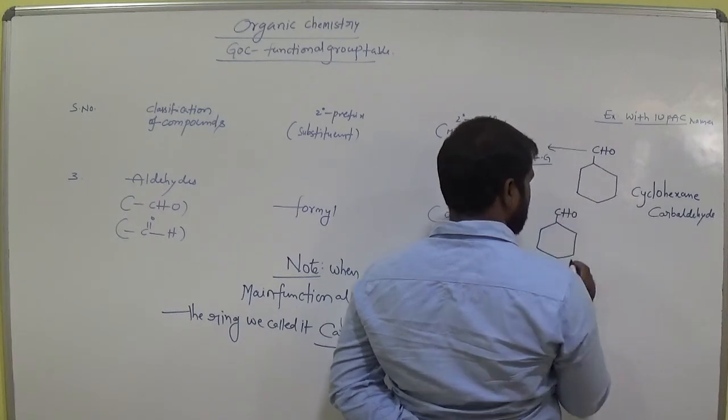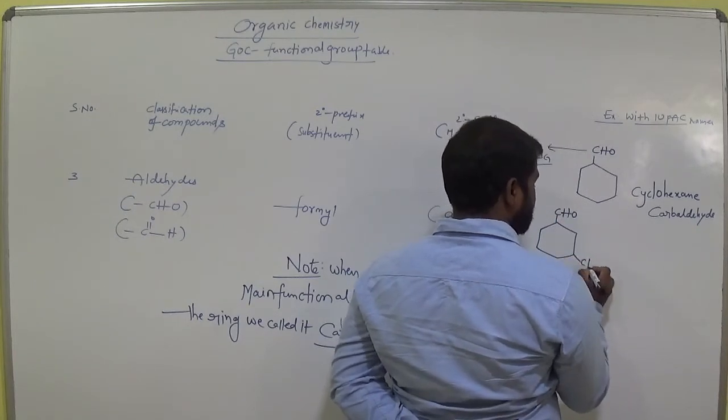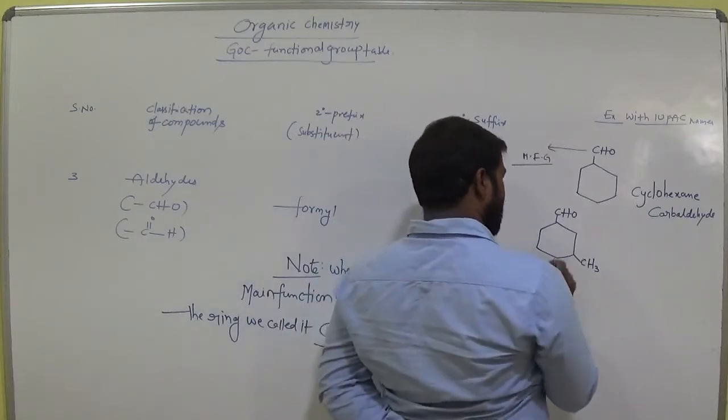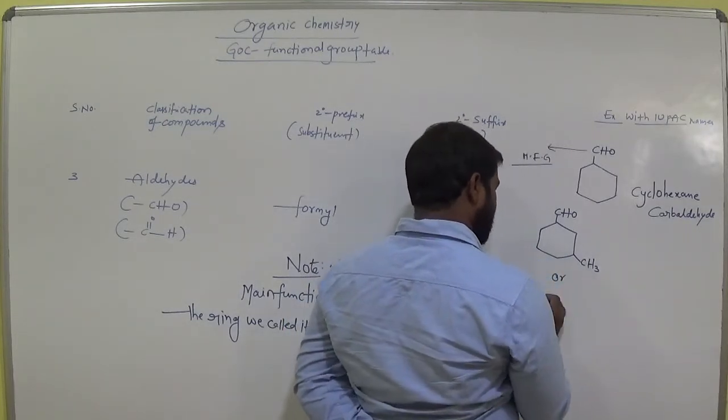CHO is the main functional group. Now this is CH3. Remember this, we can also represent this structure.